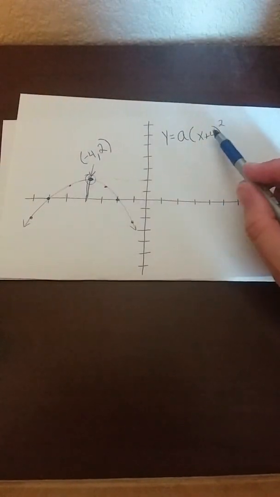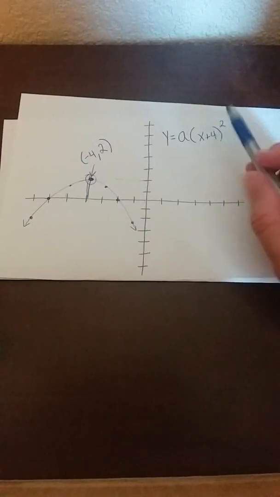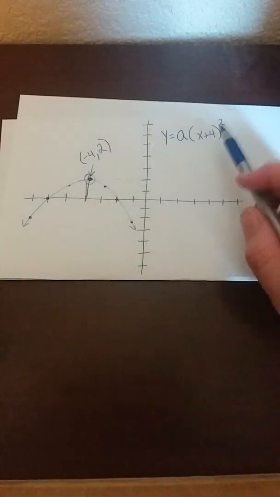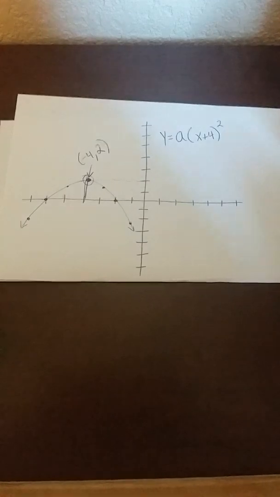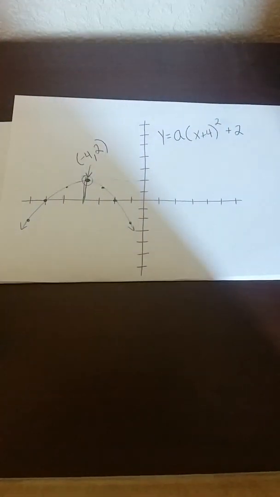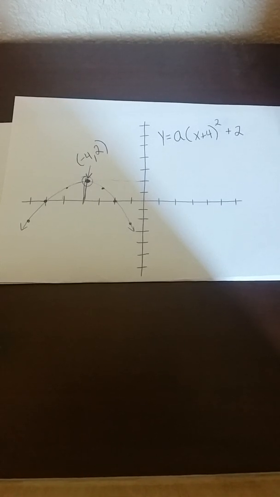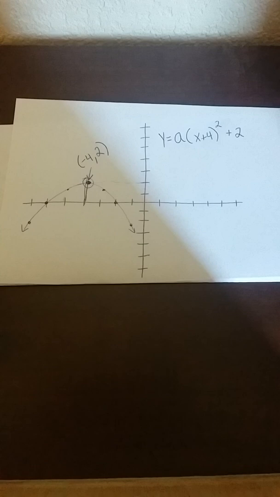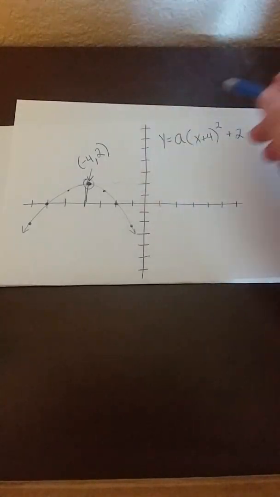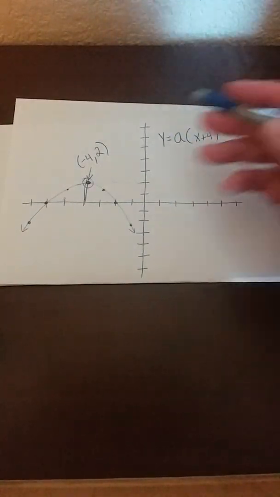Again, it became plus because when you're inside your parentheses, you always do the opposite of your x coordinate. It was negative 4, so it becomes a positive 4 in the parentheses, plus 2. So this is my function with my vertex using a to stand for my dilation. Okay, I know a is going to be negative because it's opening down. But I'm going to go ahead and just solve this.